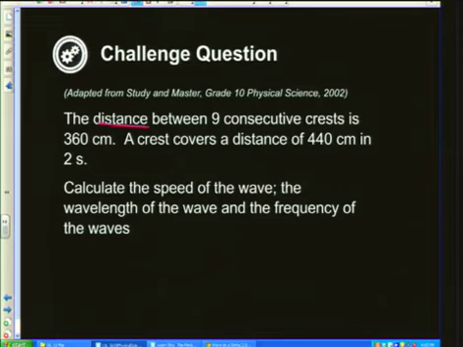It says the distance between 9 consecutive crests is 360 centimeters. A crest from this group of crests covers a distance of 440 centimeters in 2 seconds. We're asked to calculate the speed of the wave, the wavelength of the wave, and the frequency of the wave. So you need 3 different answers to make sure that you've got this correct. So be very clear about that. Get 3 answers, post them on the page, and let's see if you've got it right.